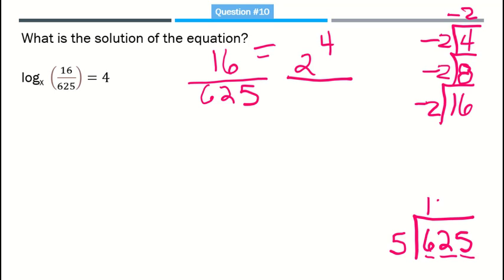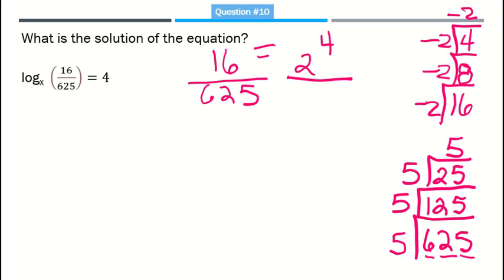125 times. And I can keep dividing by 5 because it does end in a 5 or a 0. And 5 goes into 125 25 times. Keep dividing by 5. 5 goes into 25 5 more times. And that's as far as I can go. But you can see here you have 625 is 5 to the 4th power.